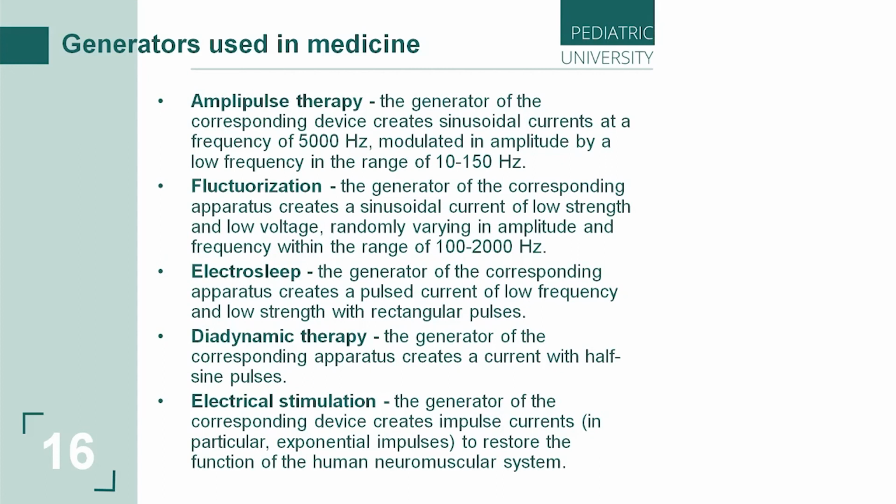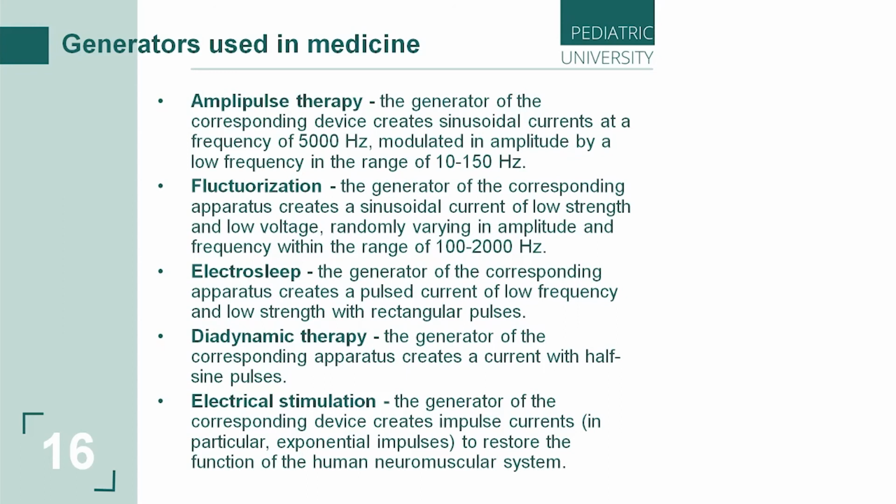And let us now consider generators, different generators that are used in medicine now, were used in medicine earlier, and will be used in medicine later. So, the first type of generator is ampli-pulse therapy, a special type of physiotherapy.